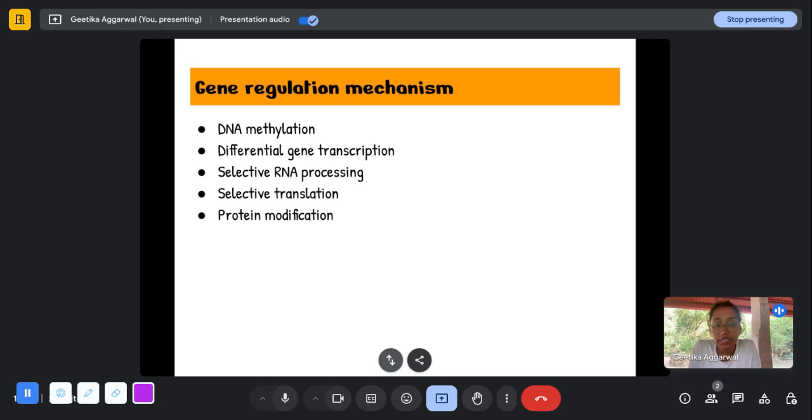Then there is selective translation. Even after a mature RNA moves out of the nucleus into the cytoplasm and is ready for being translated, it can still be blocked, and only some mRNAs will get translated. That is called selective translation. We'll discuss in some time how these can be blocked by other RNAs. And there is protein modification. The polypeptide chain that is being formed can further be modified, which adds another layer of gene regulation.